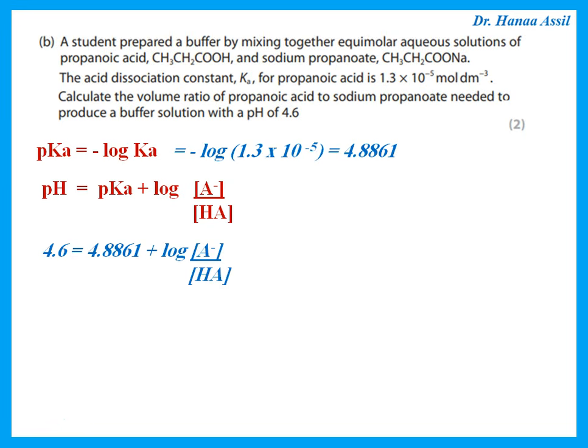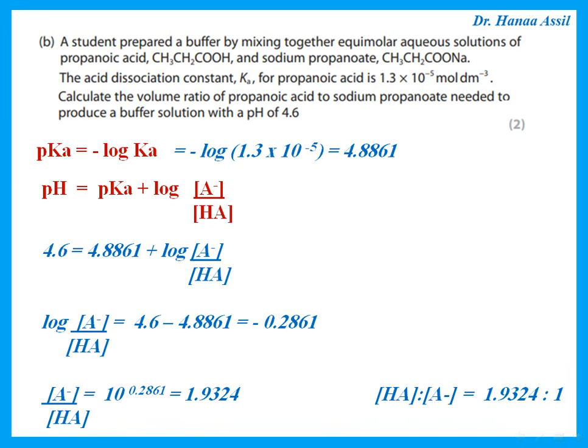We can put the pKa into that equation, and we have a pH of 4.6, and I can get that ratio. So from the equation, the ratio log of A minus over HA is this, so I can get A minus over HA, but he wants HA to A minus, so this is 1.9321. Okay.